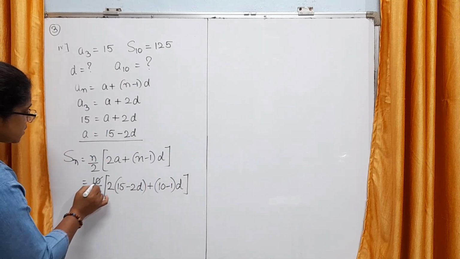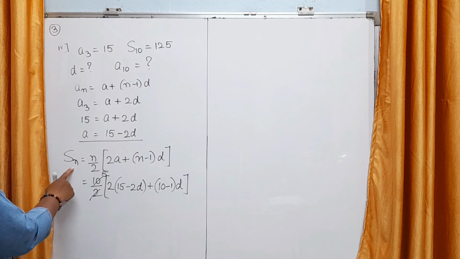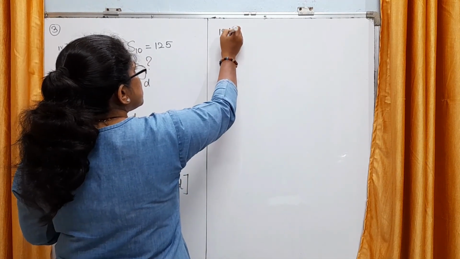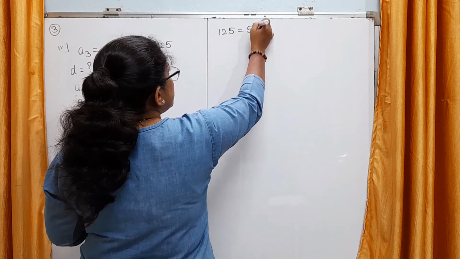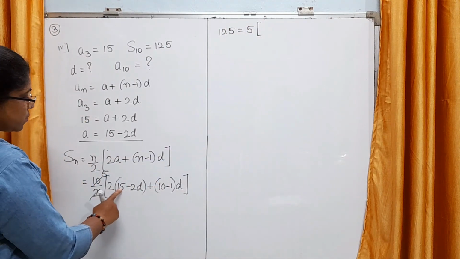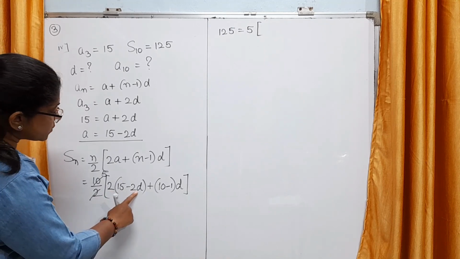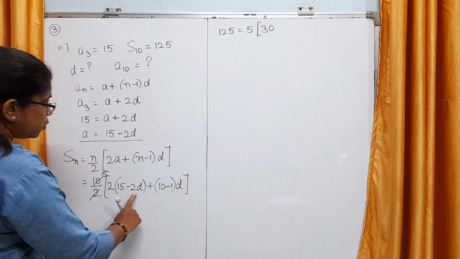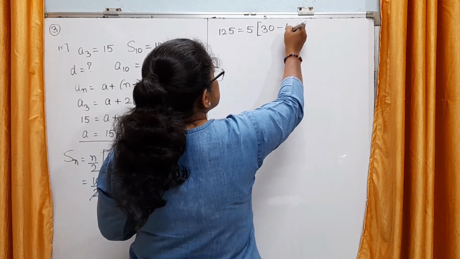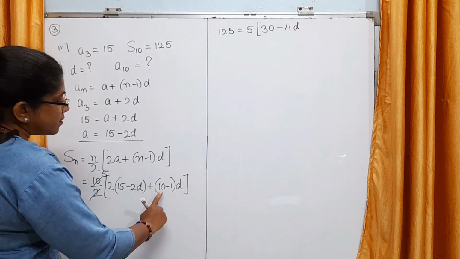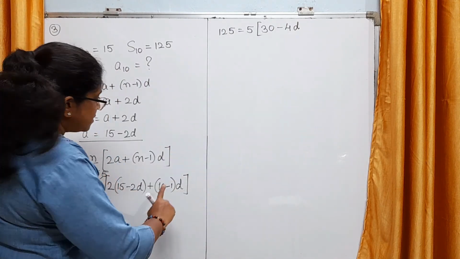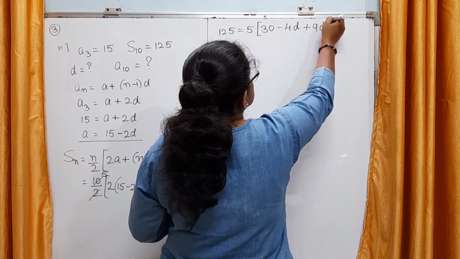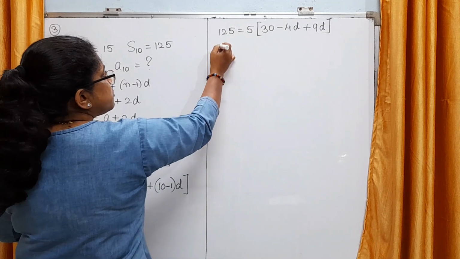Fine. Here 2 ones are 2, 2 5s are. We have this value, that is 125. Let's substitute. 125 is equal to 5 into. Let's multiply this 2 with this bracket. 15 into 2 is 30. 2 into minus 2d is minus 4d. And here 10 minus 1 is 9. 9 into d is 9d plus 9d. Fine. This 5 we will take below this 125.